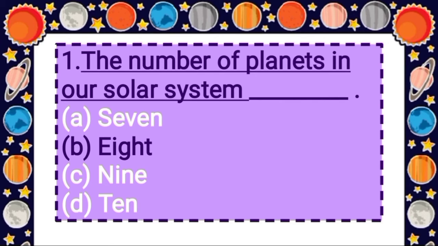First option A, 7. Option B, 8. Option C, 9. Option D, 10. Answer option B, 8, means the number of planets in our solar system is 8.